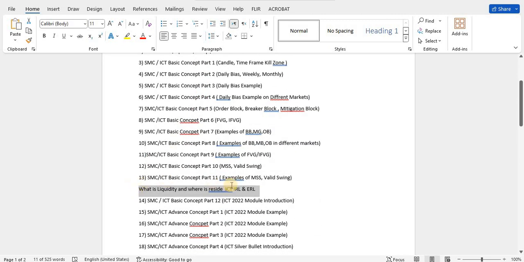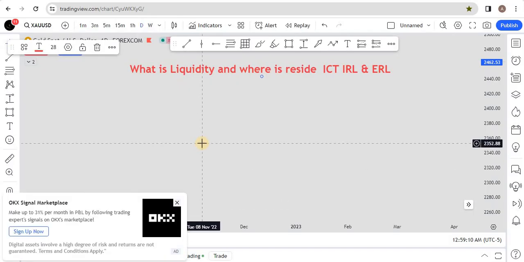In the last video I taught you the example of market structure shift and swing points, and today we have the Note 14 lecture. There is one thing I missed in this series: what is liquidity and where does it reside, ICT internal range liquidity and external range liquidity. Before we jump into the next lecture, we should understand what liquidity is and where it resides. This is the most important part, because after that you are going to see your setup and focus on your entry model. Let's jump into the video.